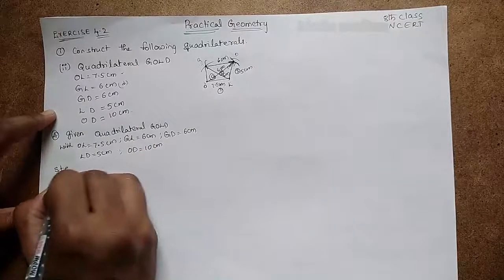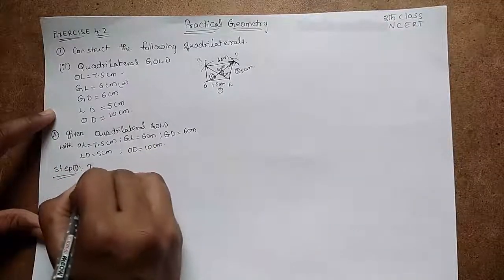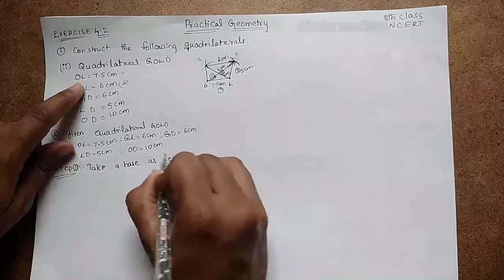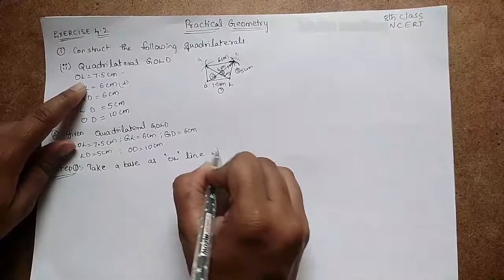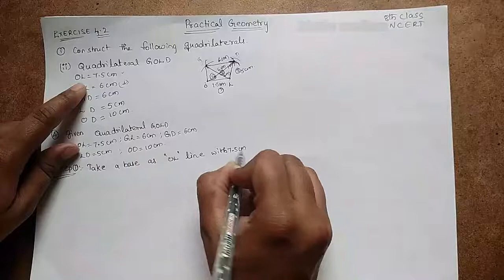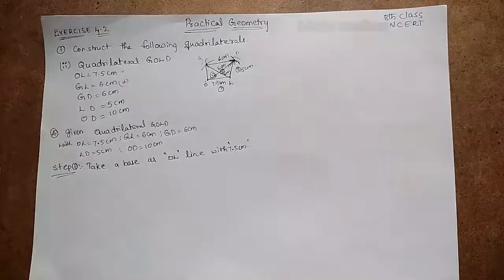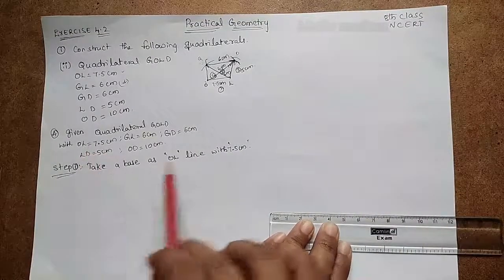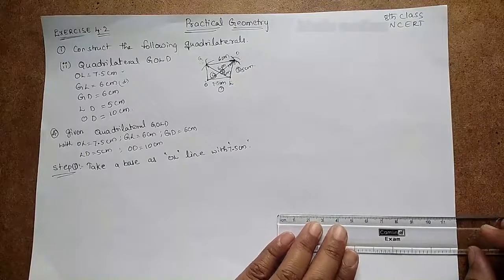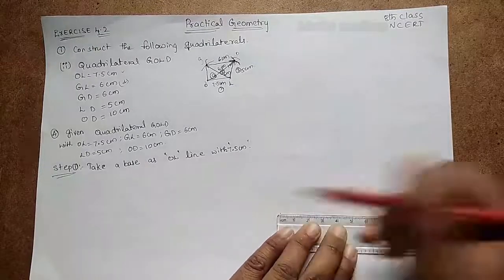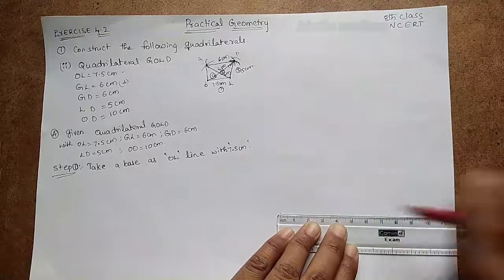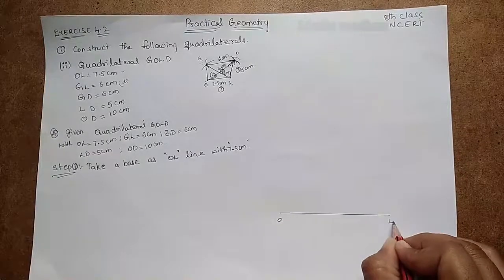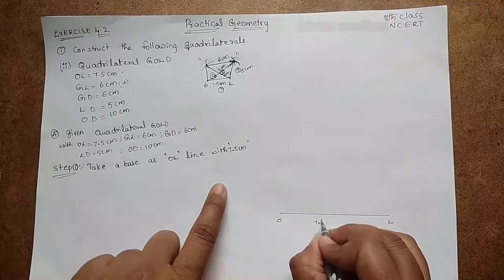Now step 1. Take a base. Take the base as line OL with 7.5 centimeters. Take the help of a scale and a pencil and draw OL as 7.5 centimeters, from 0 to 7.5. Draw a line, naming it OL, 7.5 centimeters. Step 1 is over.